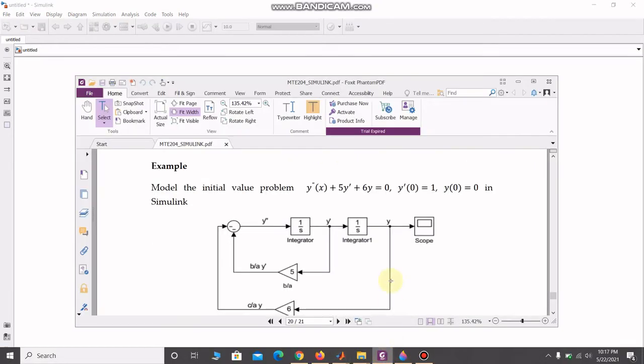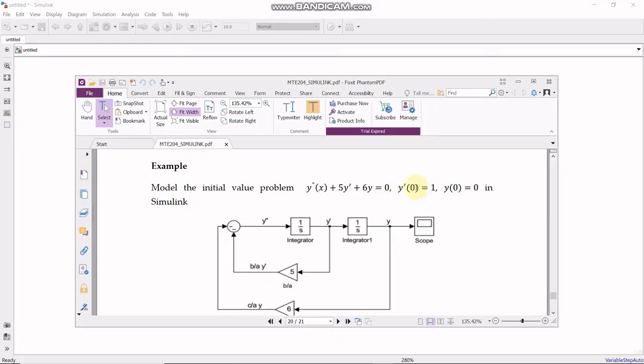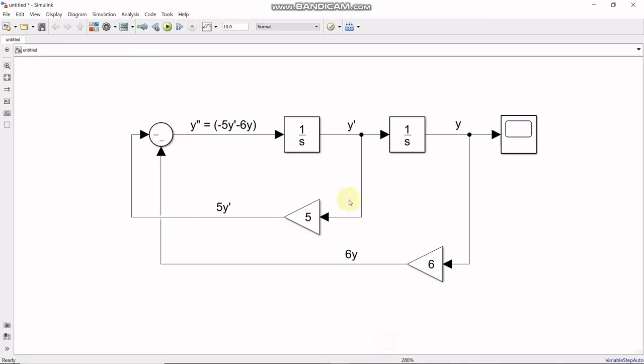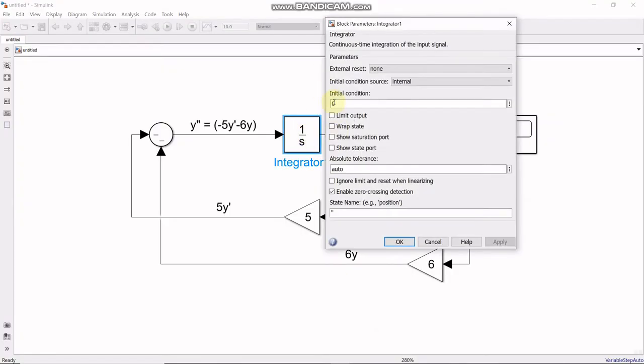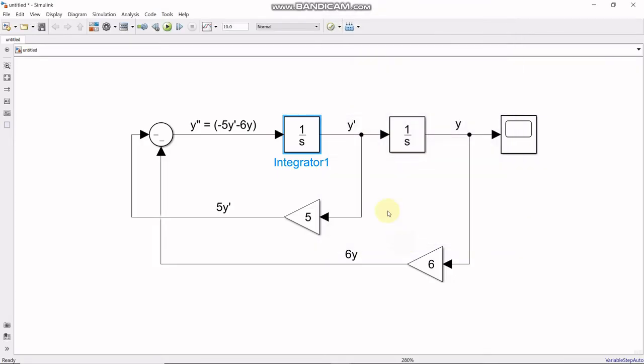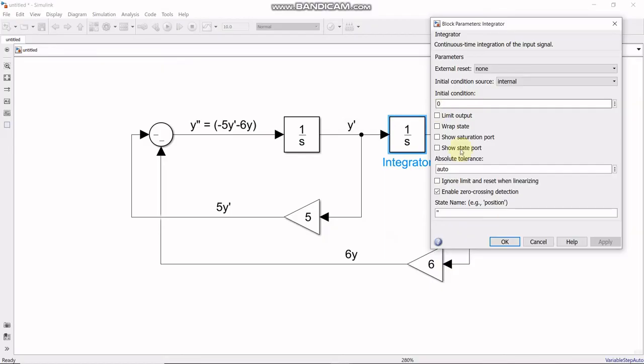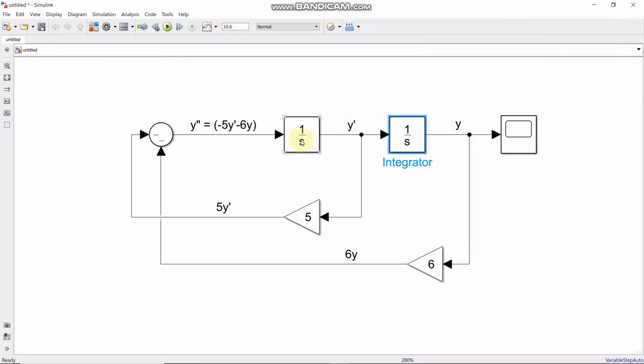And don't forget, the question states that for y prime, the initial condition is 1, and for y is 0. So for my integrator here, I'll change this one to an initial condition of 1. This one will remain at 0 because I'm told that for my y prime it is 1, and for my y it is 0. So now I can run my simulation to see what my output will be.